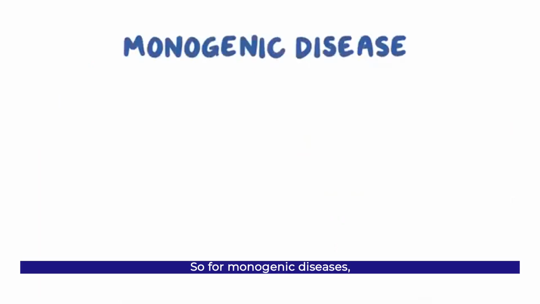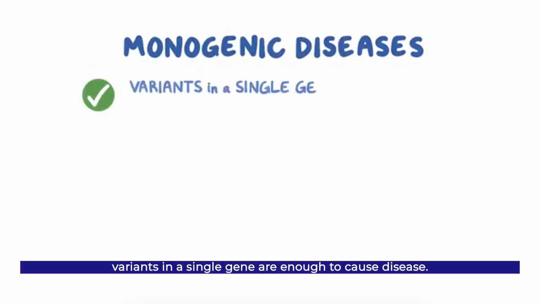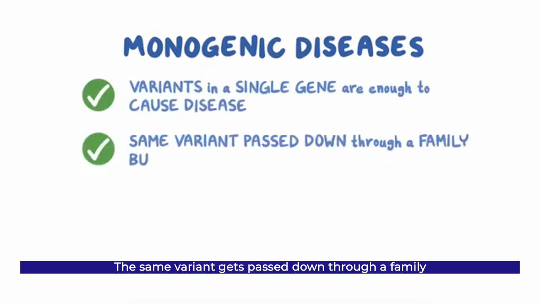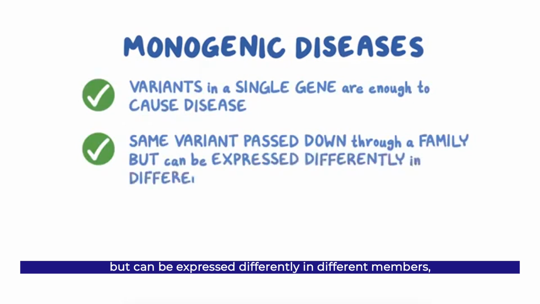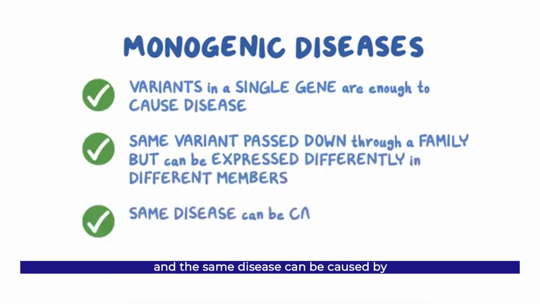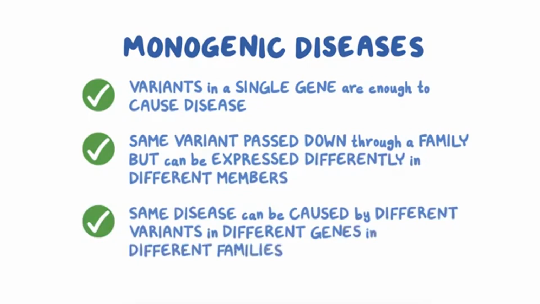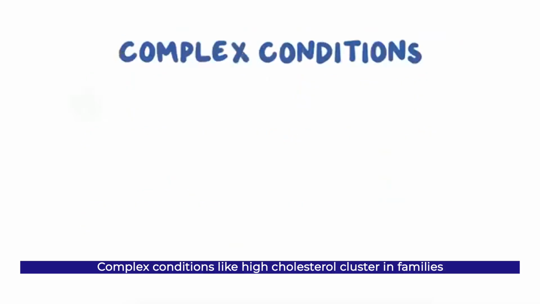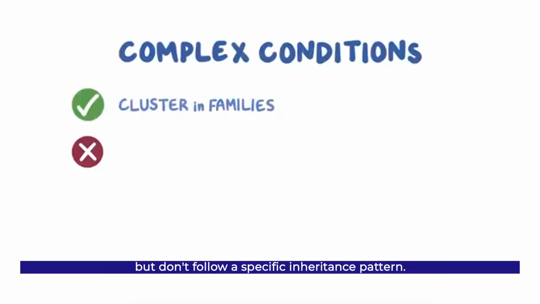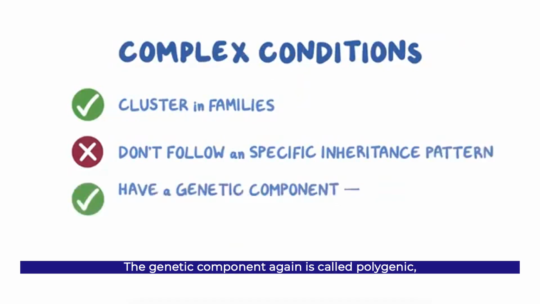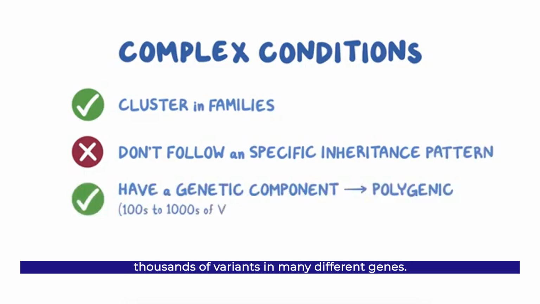So for monogenic diseases, variants in a single gene are enough to cause disease. The same variant gets passed down through a family but can be expressed differently in different members, and the same disease can be caused by different variants in different genes in different families. Complex conditions like high cholesterol cluster in families but don't follow a specific inheritance pattern. The genetic component, again, is called polygenic, referring to the additive effect of hundreds to thousands of variants in many different genes.